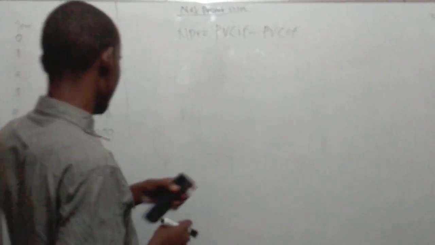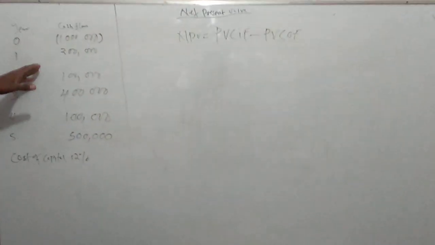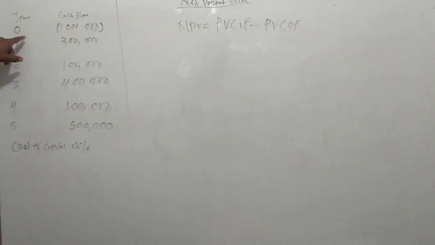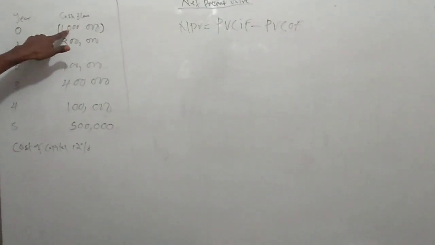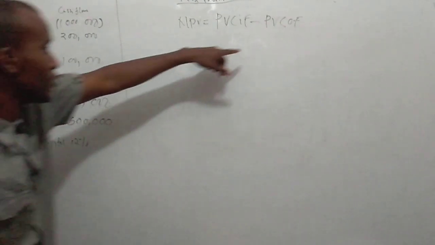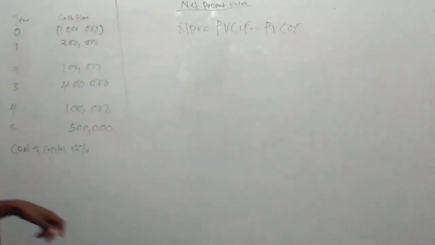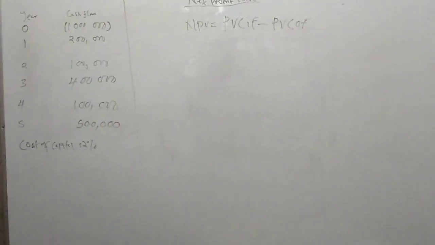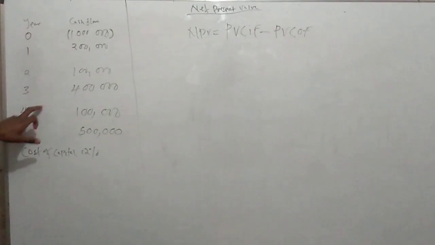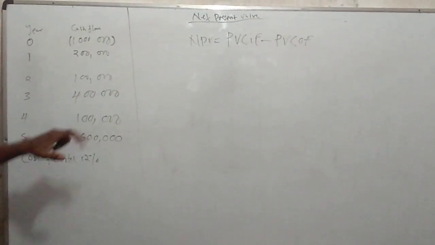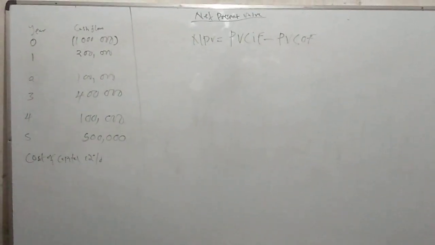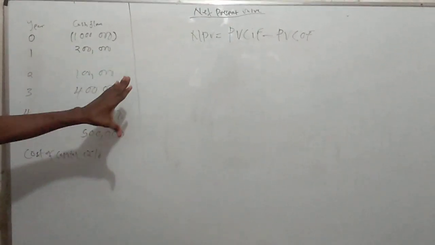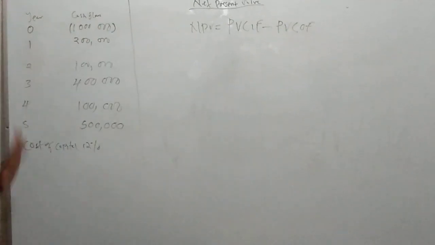So I have here an illustration. Let's say this investor expected, remember here 0 is what he has invested, which is 1 million. That's the present value cash outflow. Here 1, the cash flow is 200,000, here 2, 100,000, here 3, 400,000, here 4, 100,000, here 5, 500,000. Then the cost of capital is 12%. So we want to prepare the net present value for this project.